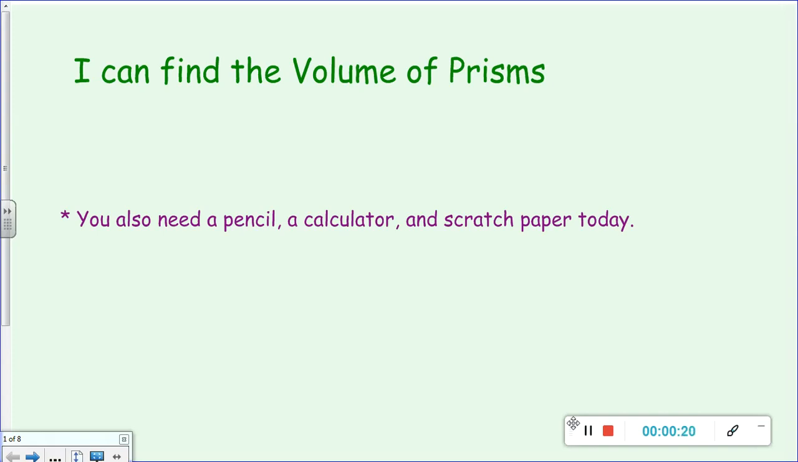Today we are going to start our next little mini unit of geometry, somewhat related to surface area because we're still going to be finding area as part of this, but we're going to switch over to volume now. Today we're going to talk about volume of prisms.